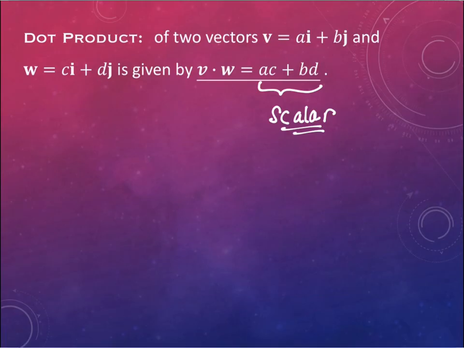For the dot product, we take the coefficients of the i's and multiply them. We take the coefficients of the j's and multiply them, and we add those two values together. When we do that, we end up with a scalar. We get a number. Okay, and we'll talk about some of the things that this tells us as we get further along.